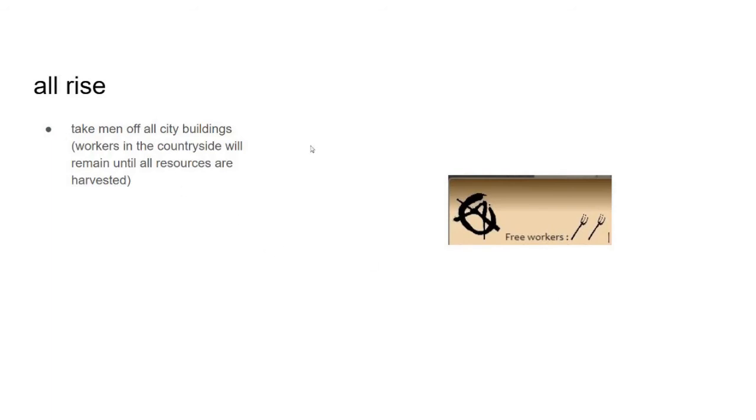You'll take all your men off city buildings. Any worker in the countryside will remain in the countryside until all of the resources in their peripheral hexes have been harvested and the hex that they're on has been harvested. Then they'll come back and you can use them in subsequent turns. So that's the first step, All Rise.